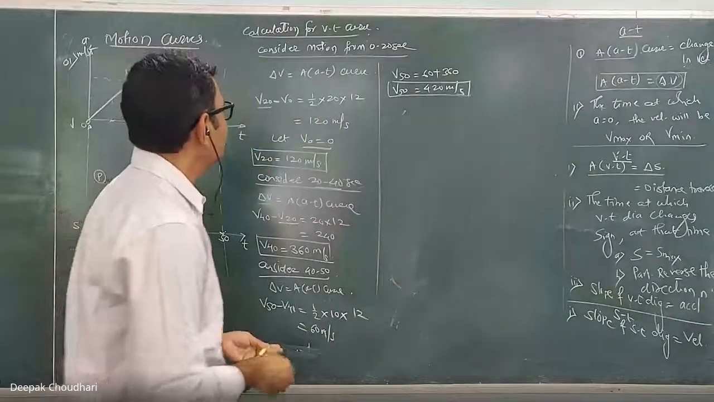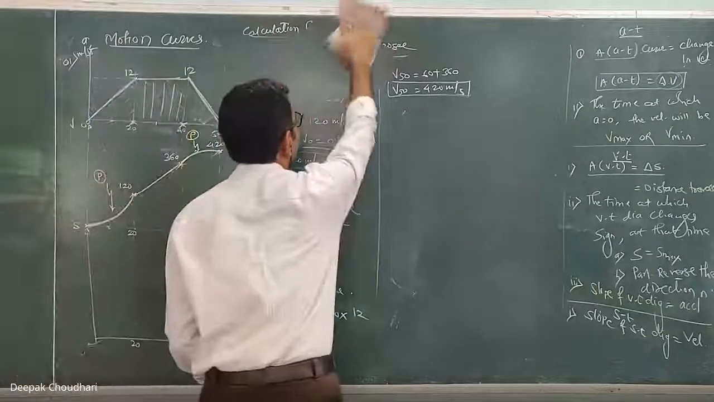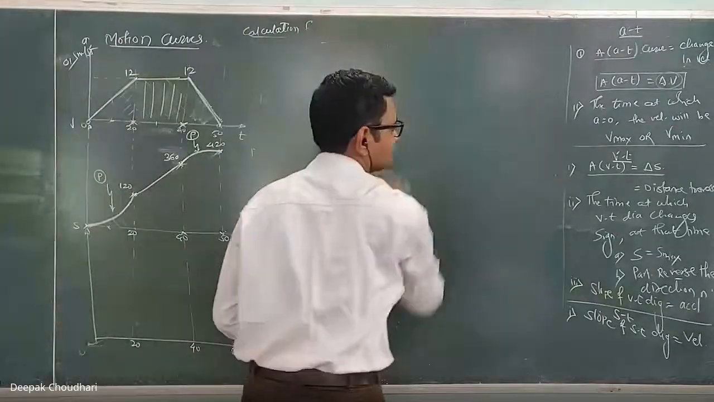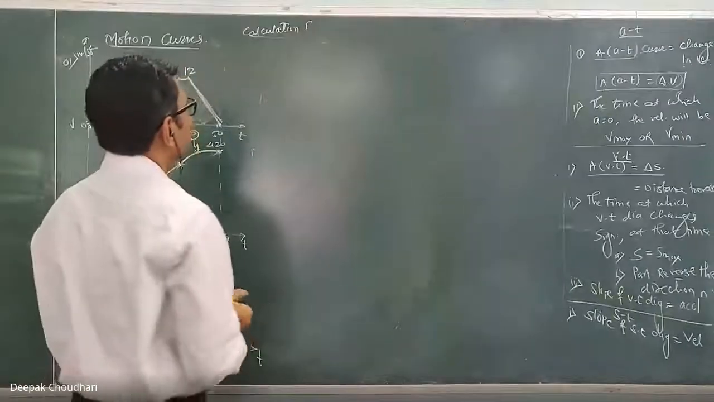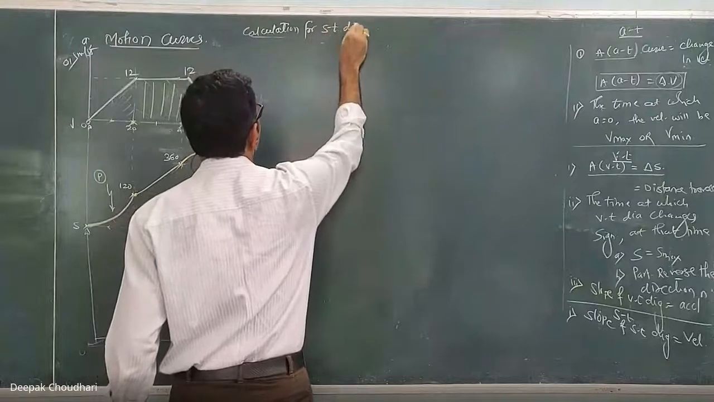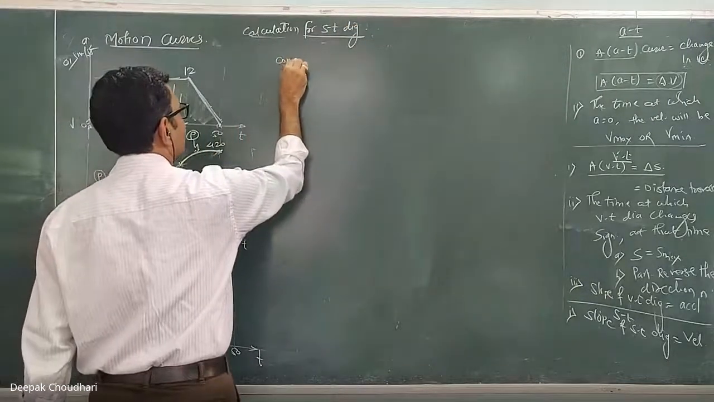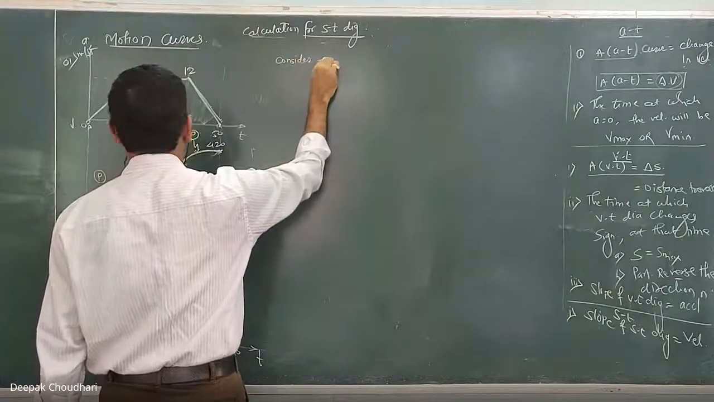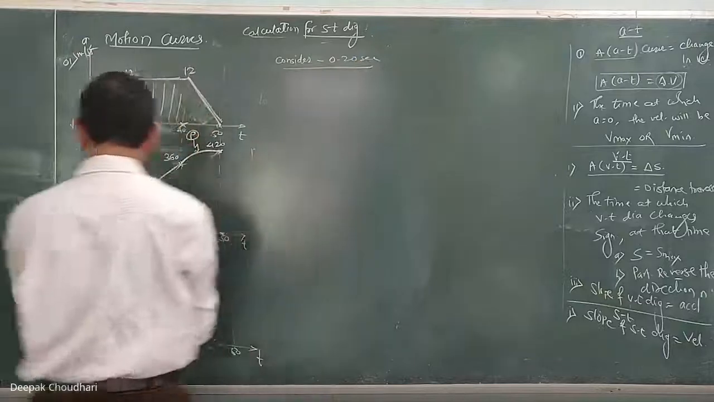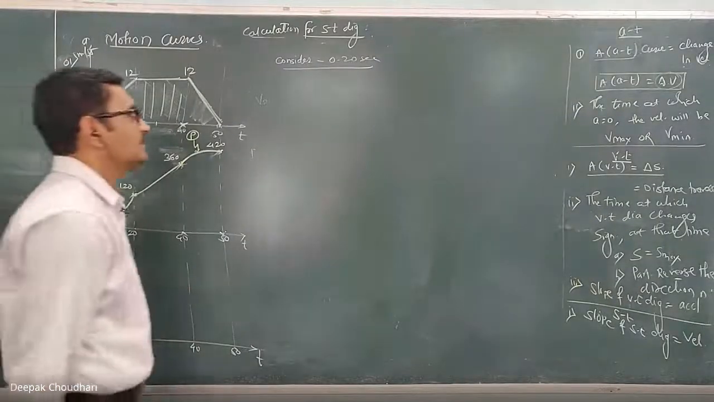Now, calculation for the diagram. Consider the interval 0 to 10. Sorry, 0 to 20 seconds. The same interval you have to consider, because at the same points you have to calculate the displacement and join them by the proper curve. Now 0 to 20.